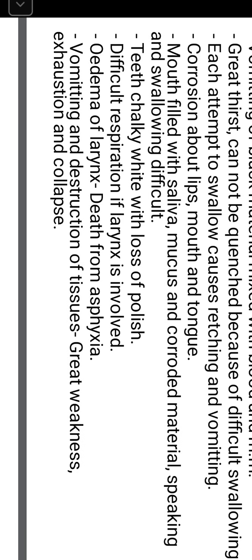Then vomiting and destruction of tissues. Vomiting and destruction of tissue will cause great weakness. Patient will have severe exhaustion because of that severe pain and weakness. Patient will be exhausted and patient will collapse. Patient can go into shock.